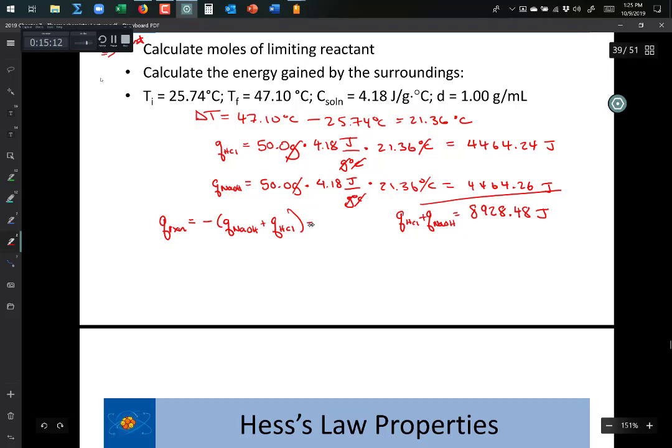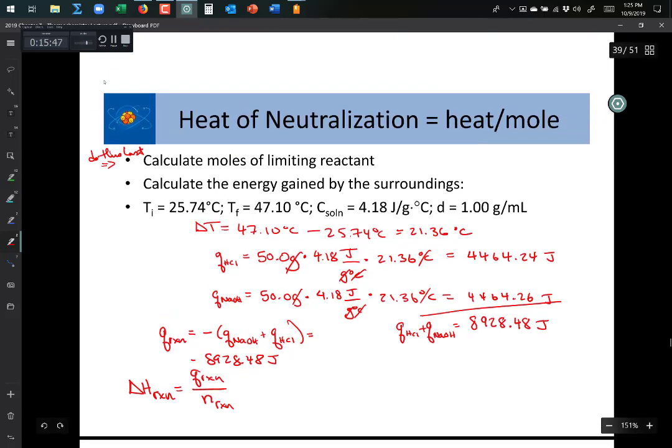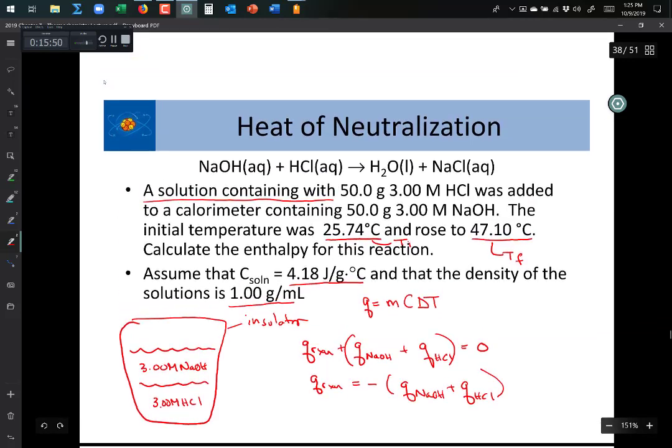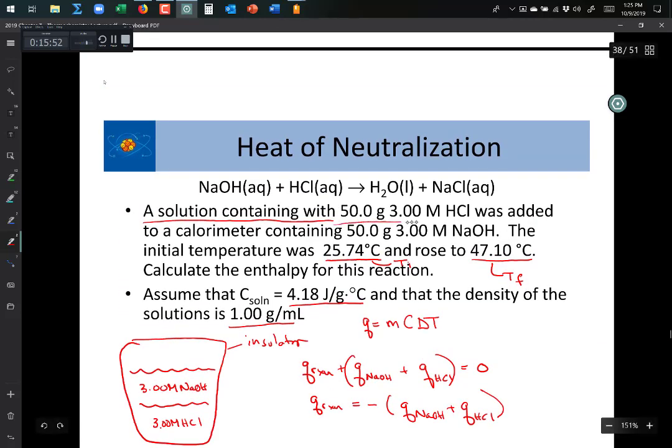So this is actually equal to negative 8928.48 joules. So if I want delta H for the reaction, that's going to be Q for the reaction divided by n for the reaction. And that's going to be the moles of the limiting reactant. Now we have to calculate the moles of the limiting reactant. How am I going to do that? What data do I give you to calculate moles? All right, if you go back up here, I have this information.